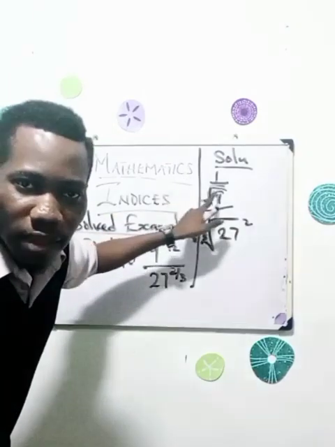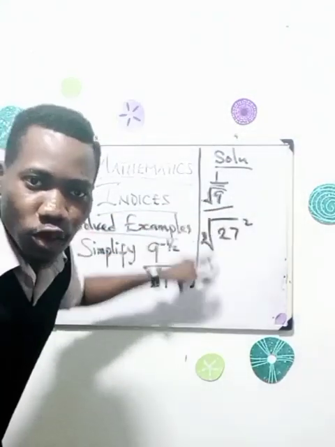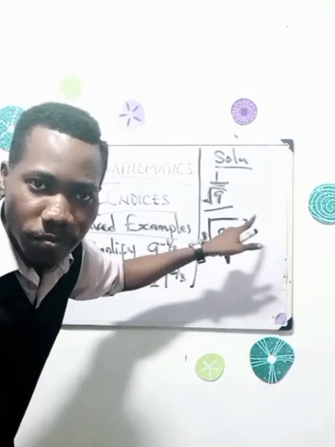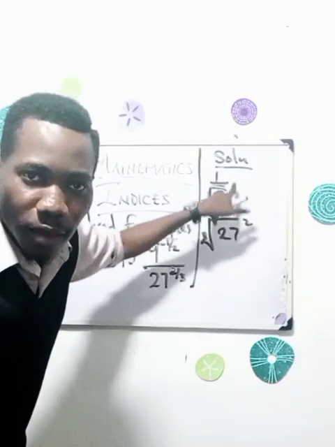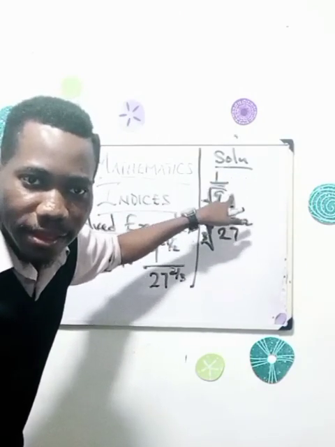So 1 over root 9 all over the cube root of 27 over 2. Alright, so let's deal with this now. What is root 9?